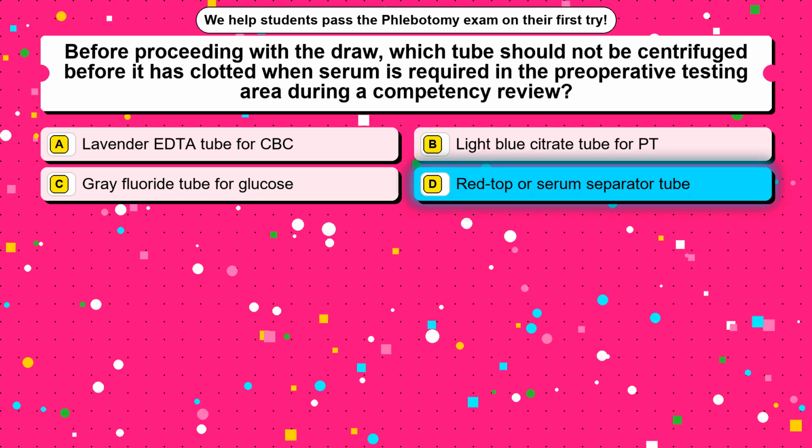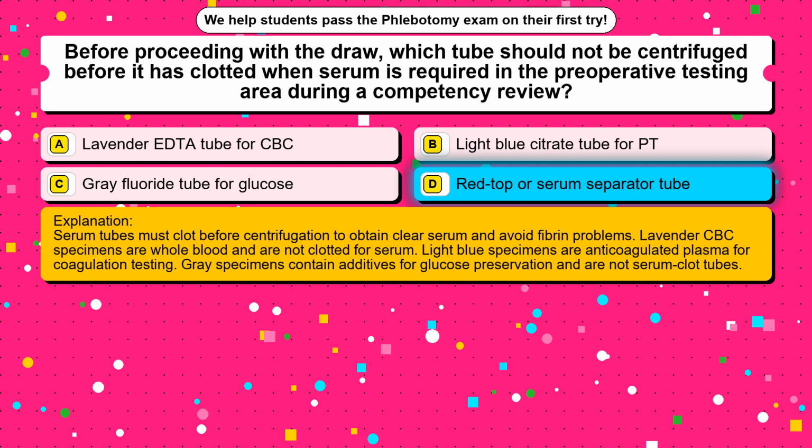The correct answer is option D. Red top or serum separator tube. Serum tubes must clot before centrifugation to obtain clear serum and avoid fibrin problems. Lavender CBC specimens are whole blood and are not clotted for serum. Light blue specimens are anticoagulated plasma for coagulation testing. Gray specimens contain additives for glucose preservation and are not serum clot tubes.